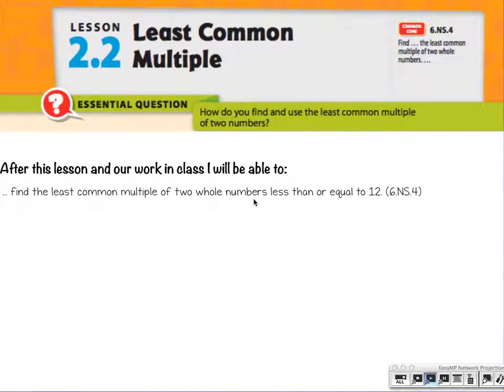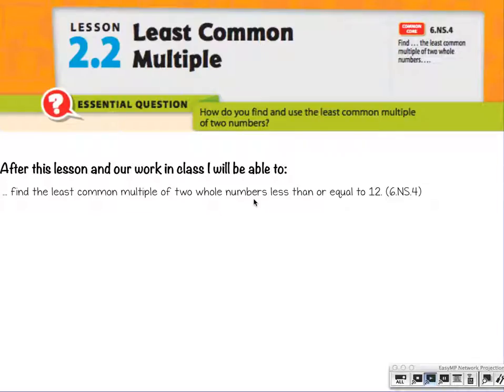Alright, welcome to lesson 2.2, least common multiple. So in the last lesson, we worked on finding the greatest common factor, so a number that can divide other numbers without getting a remainder. Now we're going to talk about finding the least common multiple, so your count by numbers, or what you get when you multiply a number. Before we were looking for the biggest, now we're looking for the smallest.